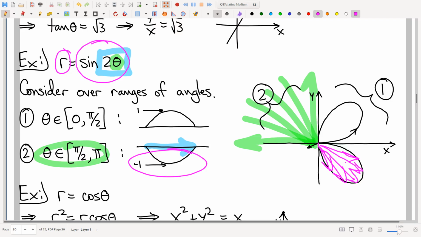So, details to think through, and then keep going around. When you're done with the whole thing, what you'll find is that this makes kind of a 4-leaf clover. It's kind of cool.